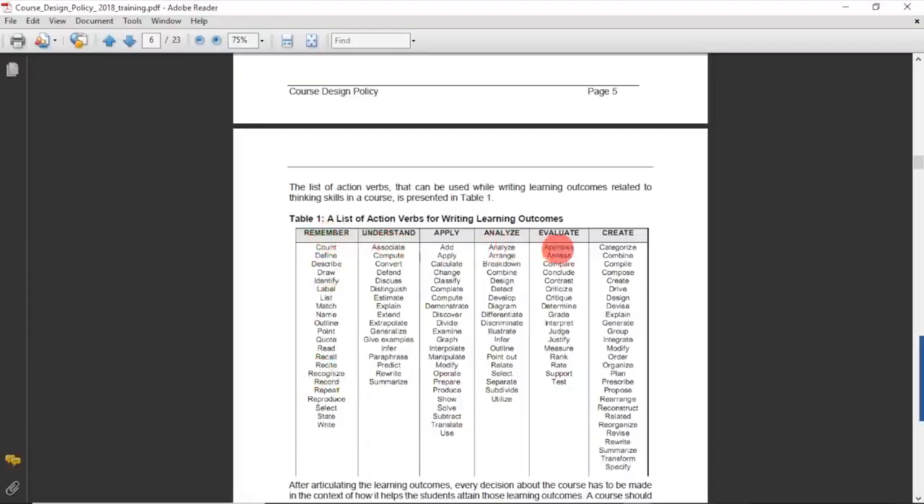So these are the 6 types of classification which we discussed, and these are the words which we should be focusing upon while developing the learning outcomes in our course outline.